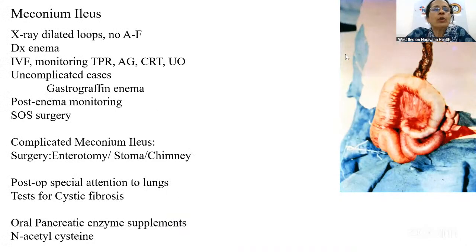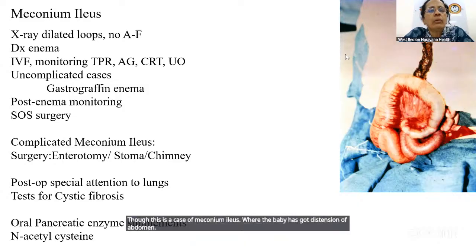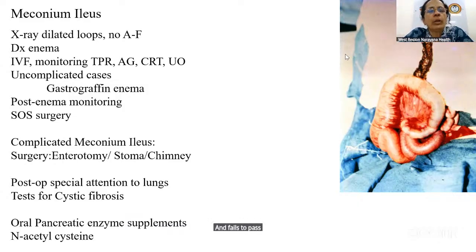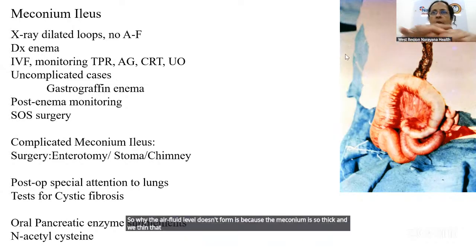Now this is a case of meconium ileus, where the baby has distension of the abdomen and fails to pass any meconium. There are dilated loops visible on the abdomen, but when you take an erect or standing X-ray of the baby, there are no air fluid levels. It is only gas. The air fluid level doesn't form because the meconium is so thick and viscid that it doesn't settle down in the lower part.